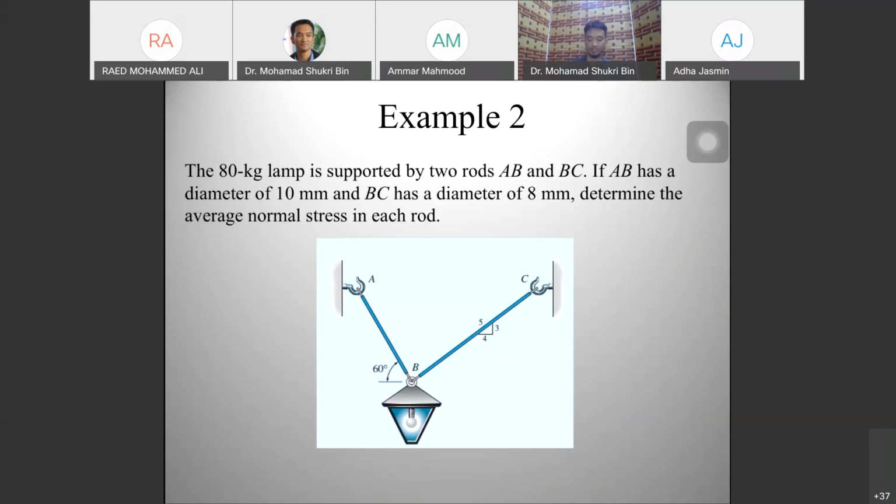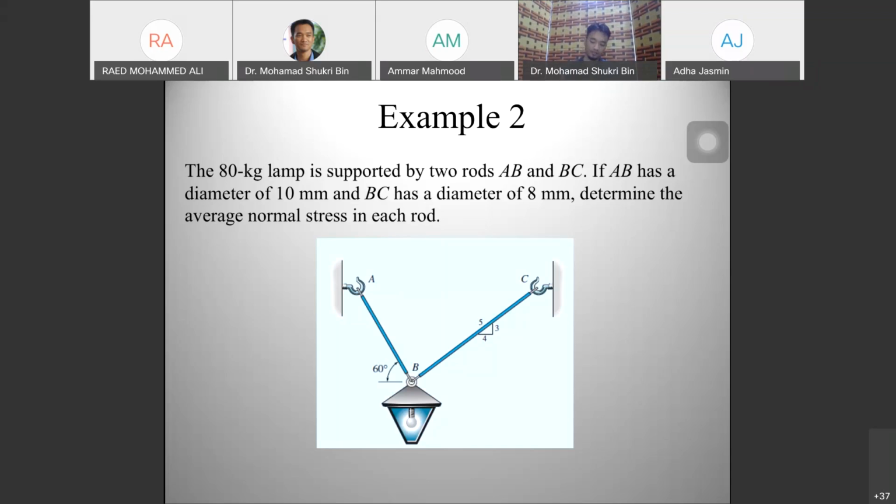If no question, let's look at example number 2. So example number 2, we have an 80 kilogram lamp and 2 rods AB and BC. If AB has a diameter of 10 millimeter and BC has a diameter of 8 millimeter, determine the average normal stress in each rod.